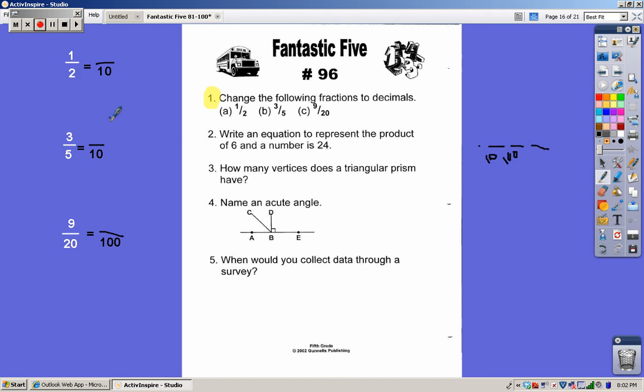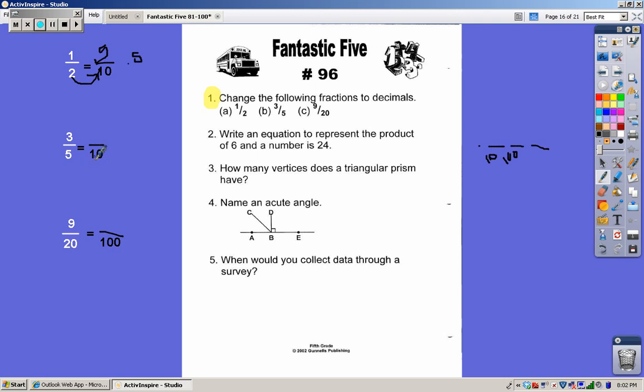So if I can easily change these into tenths or hundredths, I will do that so that I can write them as decimals easily. 2 can easily turn into 10 by multiplying by 5, so you have 5 tenths here, which is written as 5 tenths. Sorry, I'm using my little pad on my computer, so it's hard.